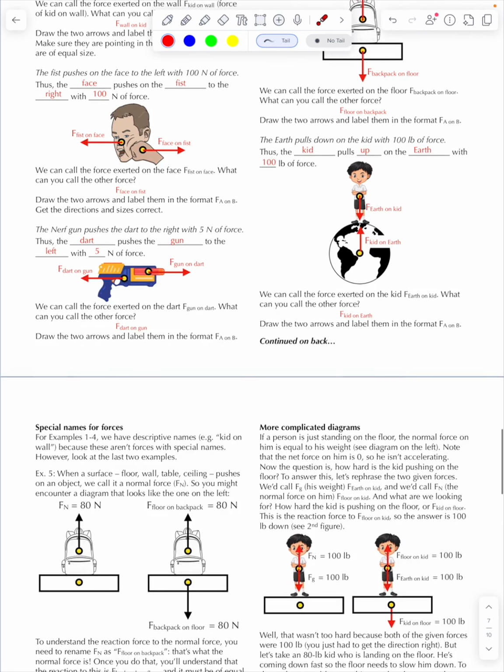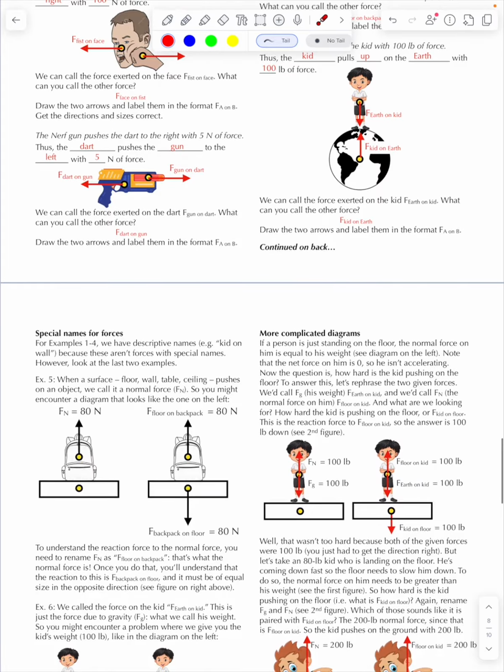And how about this one? The weight of the kid. So the weight, remember, is how hard the earth is pulling on you. So your weight is a force being applied to you by the planet. If the earth pulls down on the kid with 100 pounds of force, that's his weight. So there's the force of earth on kid, his weight basically. But the reaction is force of kid on earth. You just switch the nouns. If the earth is pulling on the kid with 100 pounds of force, the kid is pulling upwards on the earth with 100 pounds of force. It's just, he's not going to cause the earth to move very much.